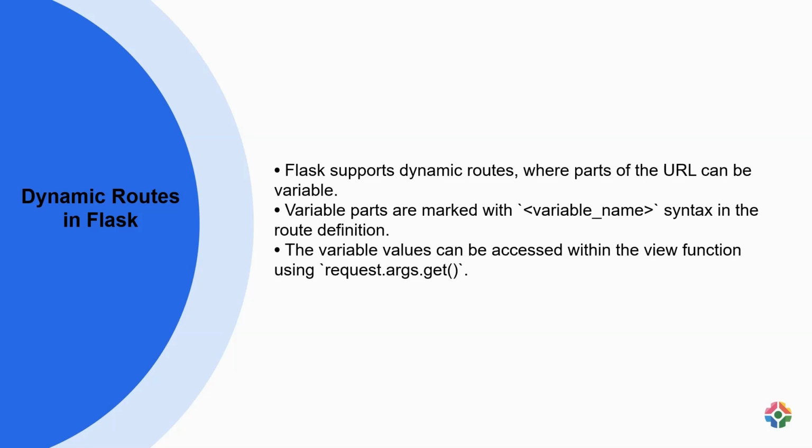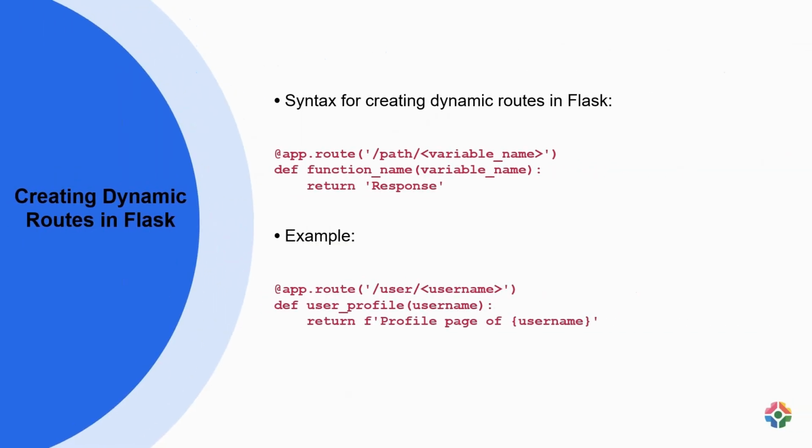user needs efficiently. Dynamic routes in Flask are created by defining route patterns with variable parts enclosed in angle brackets. When a request is made for that route, the variable part is extracted and passed as an argument to the corresponding view function. This allows for dynamic content generation based on user input. For instance, in Flask, a dynamic route can be defined like this: @app.route('/path/<variable_name>'), def function_name(variable_name), return response.